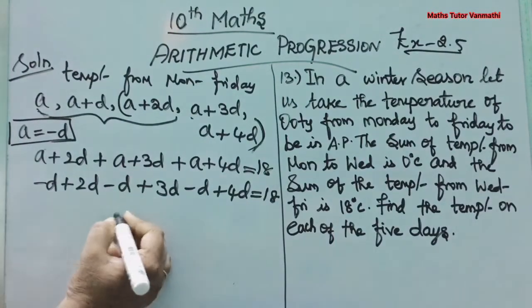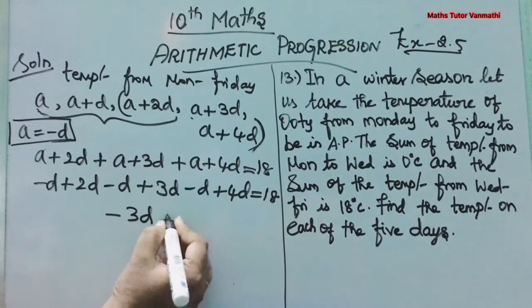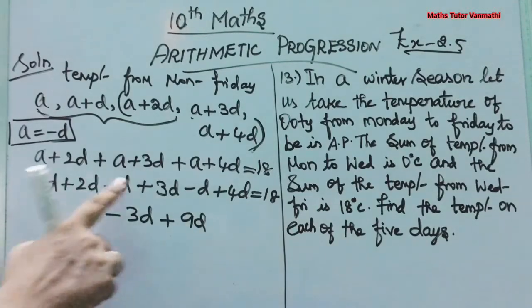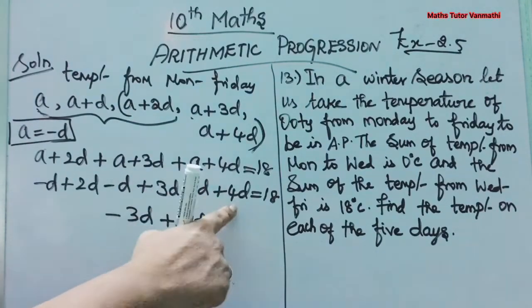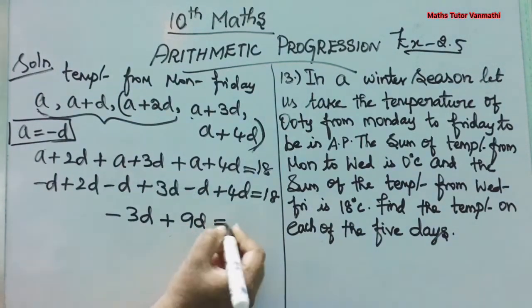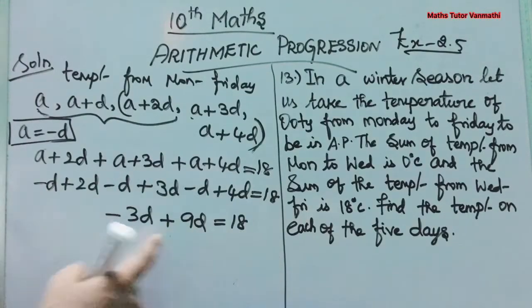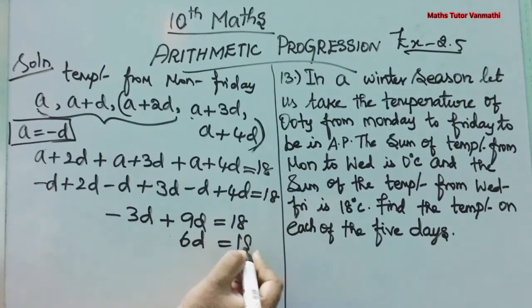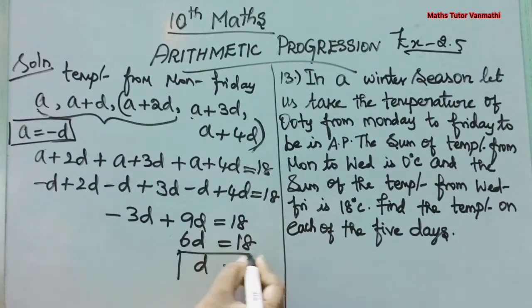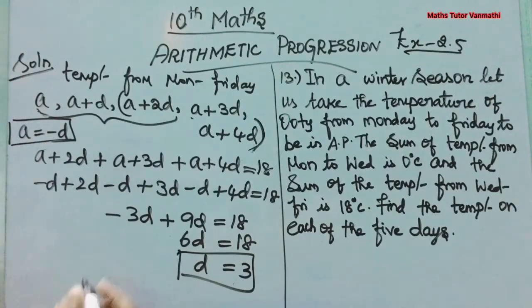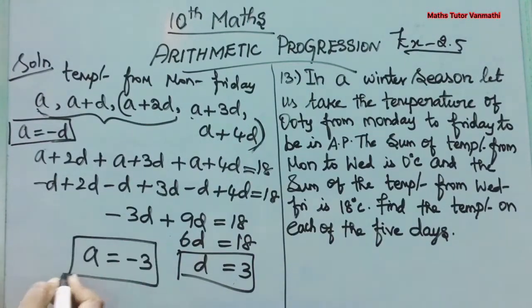Solving this, what will you get? Minus 3D plus 9D: minus D, minus D, minus D is minus 3D; 2D plus 3D is 5D; 5D plus 4D is 9D, which is equal to 18. So 9 minus 3 is 6. 6D equal to 18. From this, what is your D value? 6 3s are 18, D is equal to 3. Clear? From this we can find the A value. A is equal to minus D, so A is equal to minus 3. Clear?